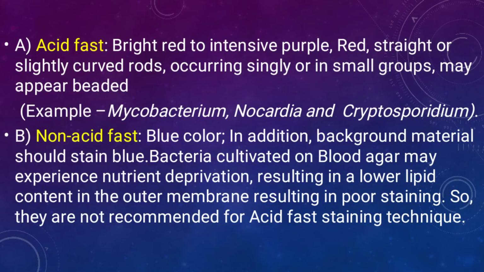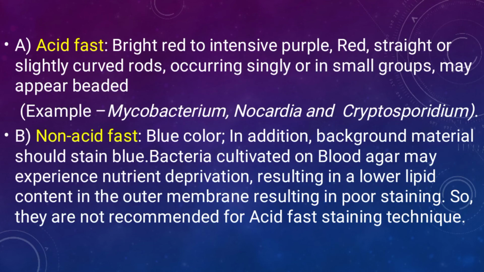First one, acid fast. Bright red to intense purple-red straight or slightly curved rods occurring singly or in small groups, may appear beaded. Example, Mycobacterium, Nocardia and Cryptosporidium. Non-acid fast. Blue color, in addition the background material should stain blue.